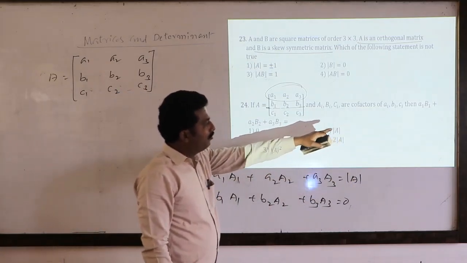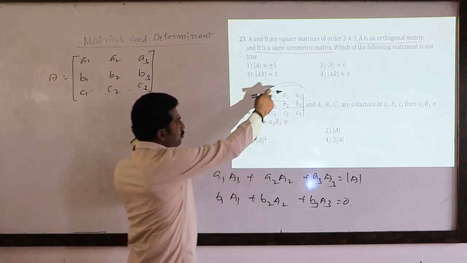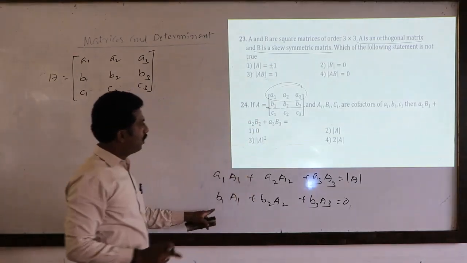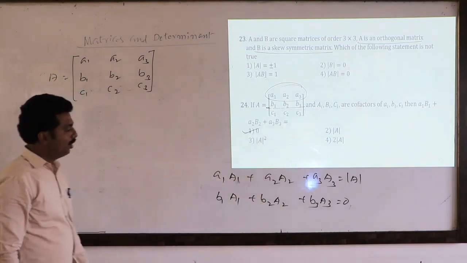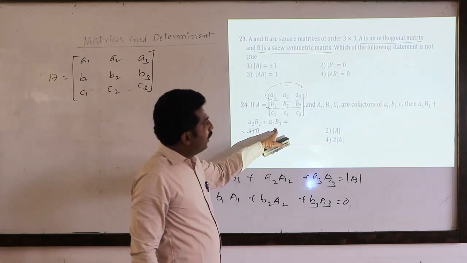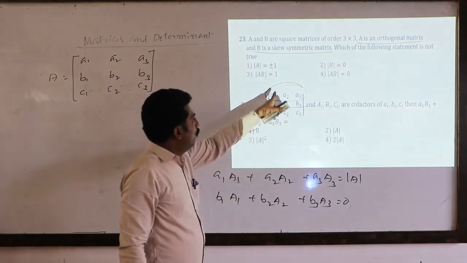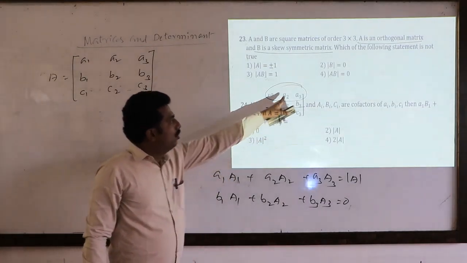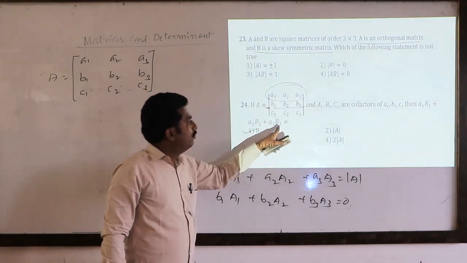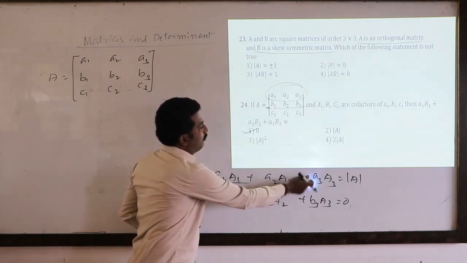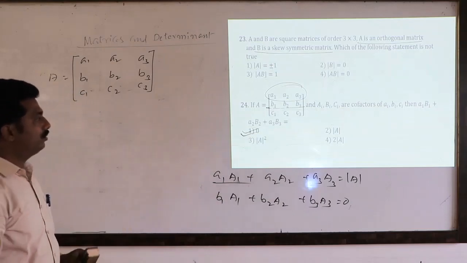So in this problem, A1 B1, A2 B2, A3 B3: first row elements with second row cofactors. The suffixes are not the same, so it is always 0. If it were like A3 with its own cofactor, it would be the determinant of A, but like this its value is always 0. So like that we have to answer.